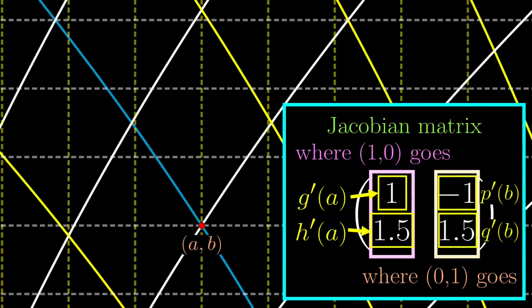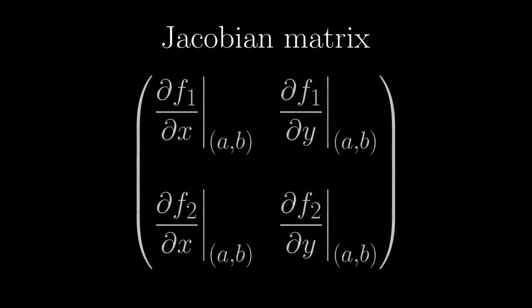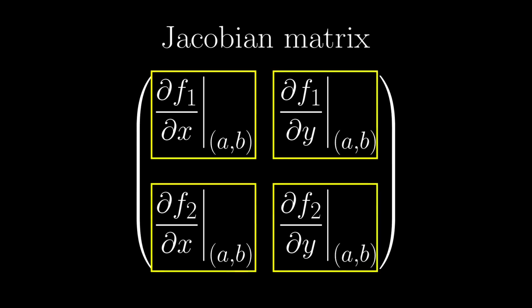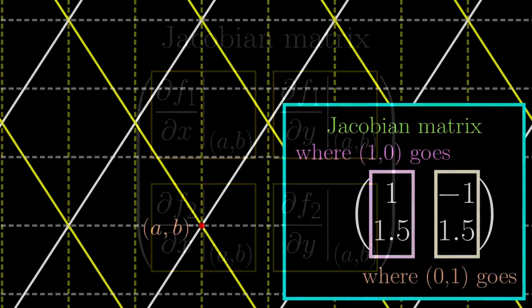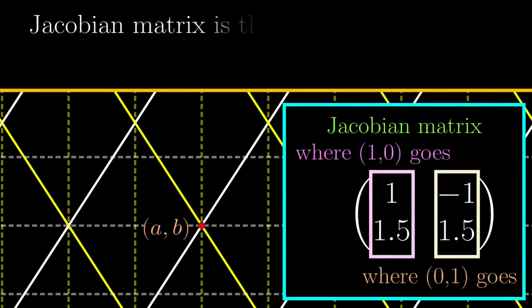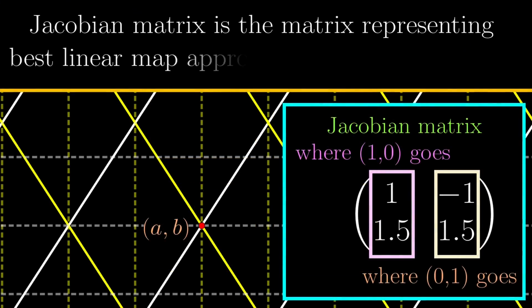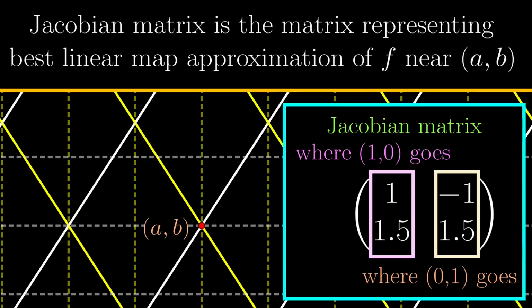So writing in our other notation, this is the Jacobian matrix. But remember that these notations simply correspond to how we compute the entries, because in essence, it is still the matrix representing the best linear map approximation of f near the point AB.